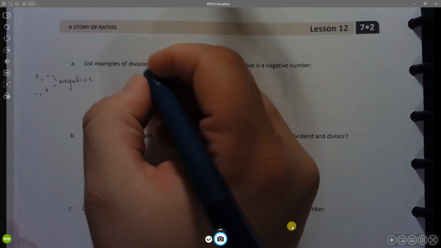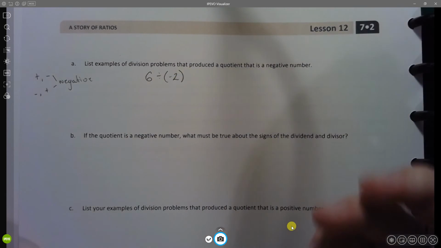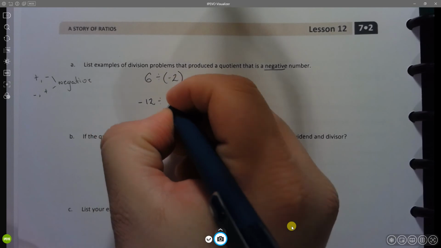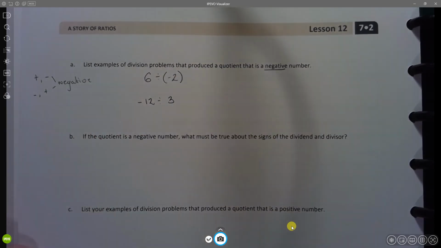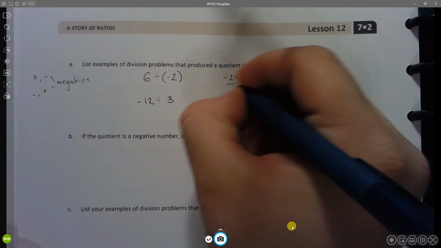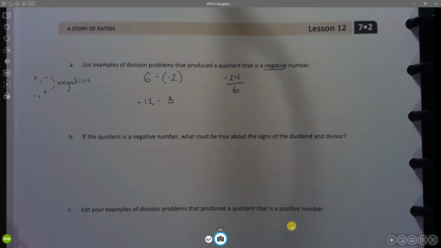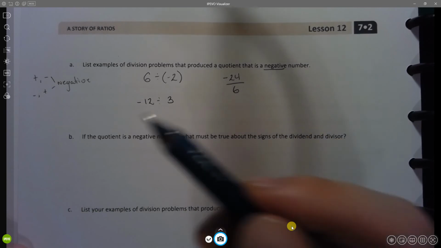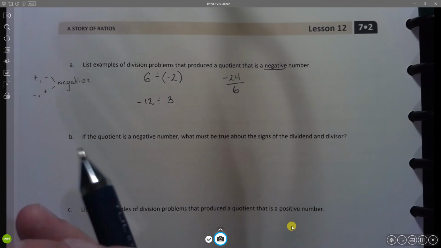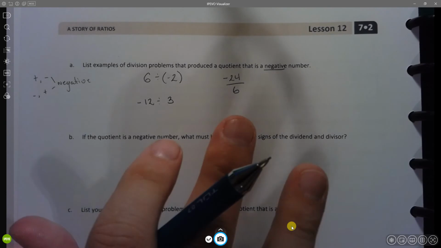So you could have 6 divided by a negative 2, and that would give us a negative answer. Or you could have a negative 12 divided by a positive 3. That would give us a negative answer. Okay? Or you could do negative 24 divided by 6. Okay? That would give us a negative number. Okay? Anytime you have a division problem or a multiplication problem where one of the integers is negative but the other is positive, you're going to get a negative answer. Okay, it's always going to be that way. There's no ifs, ands, or buts around it. That's the way it's going to work.